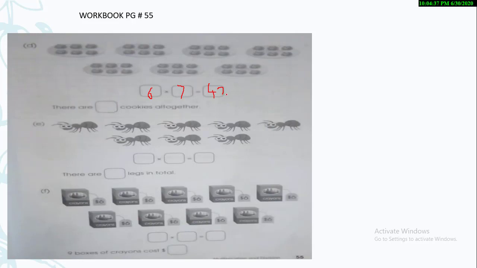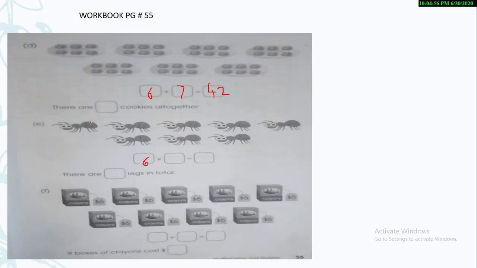Yes, let's start with the ants. Each ant has 6 legs. So we are talking about the legs. Don't count the head marks of the ant, just count the legs. There are 6 legs on an ant, so we are mentioning 6.